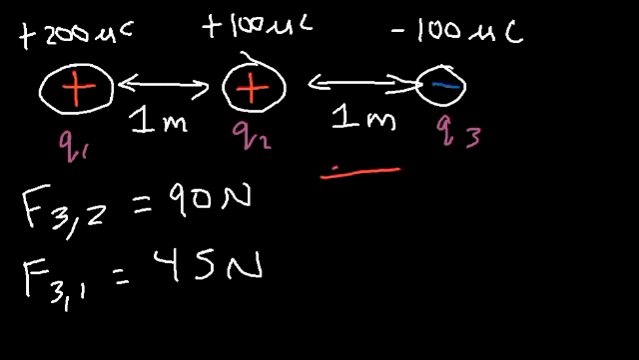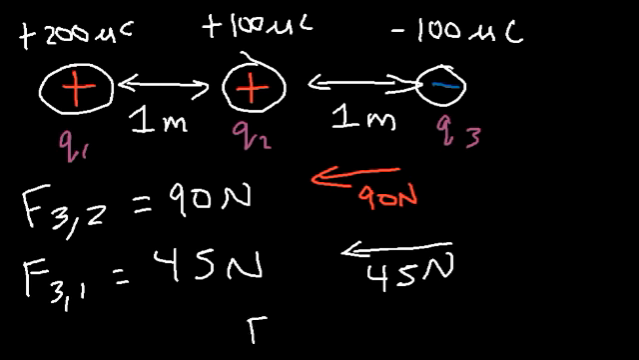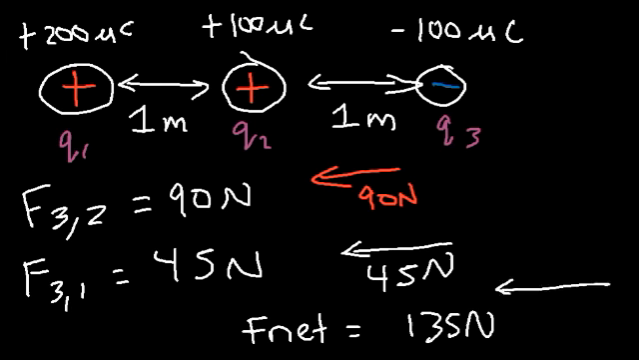So we have a force that's F3 on 2 of 90 newtons directed to the left, and another force of 45 newtons. So therefore the net force is going to be 90 plus 45. It's 135 newtons, and it's directed to the west. So that's how you can calculate the net force on a point charge caused by 2 other point charges.